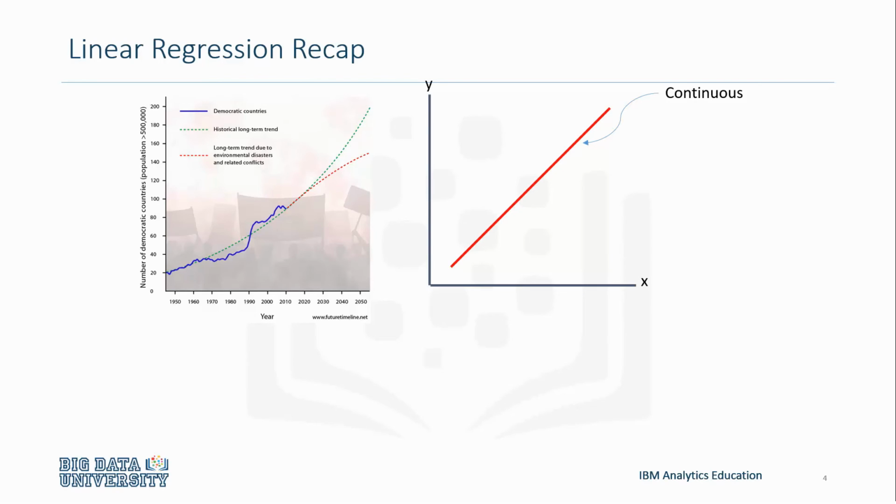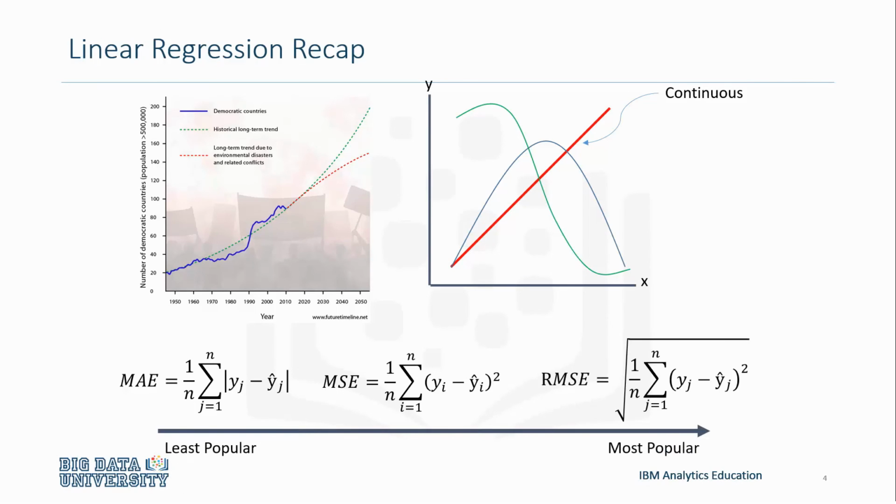Regression isn't always linear. In fact, many different regressions exist that can be used to fit whatever the dataset looks like. You can see quadratic and cubic regression lines here. Don't forget about the evaluation metrics that can be applied to a model to evaluate how well it does. There's mean average error, mean squared error, and root mean squared error. The least popular metric is mean average error, and the most popular is root mean squared error.